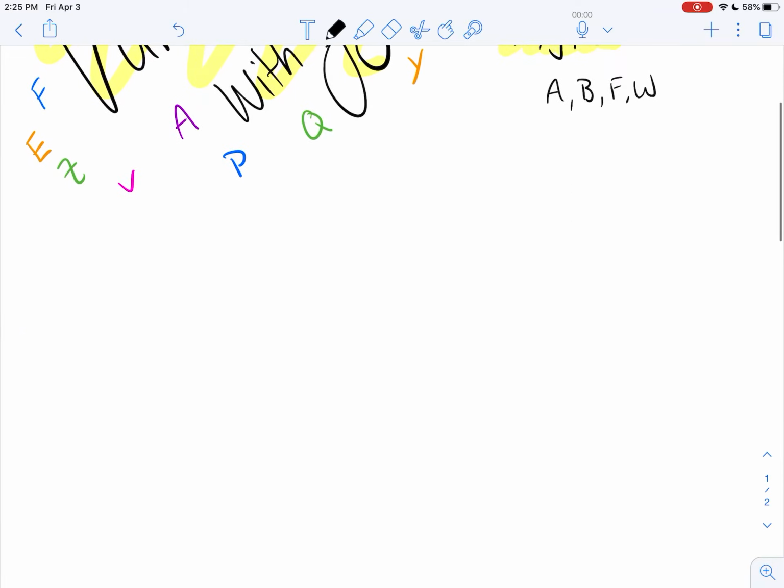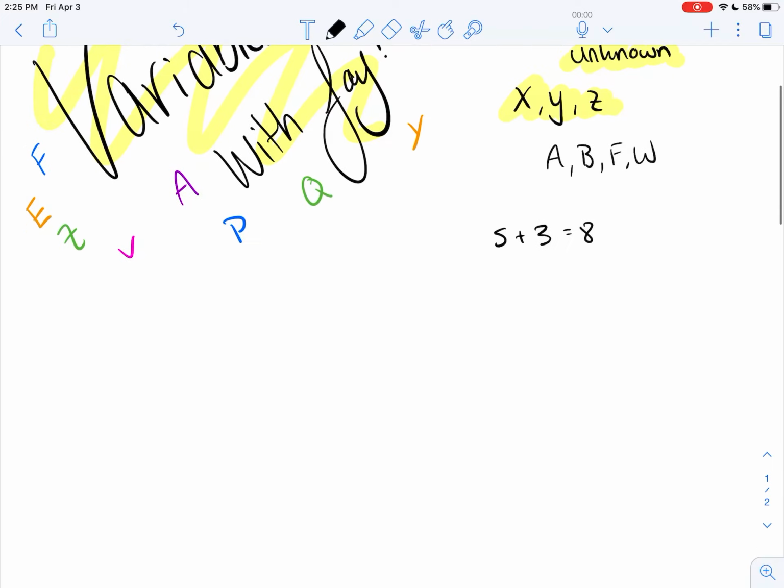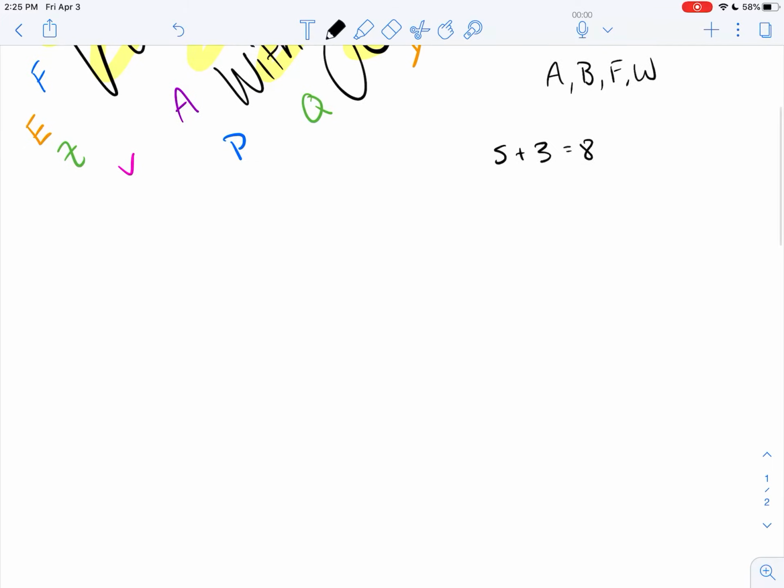So we're used to seeing equations such as 5 plus 3 equals 8. But the way that we use variables is by plugging them into an equation for an unknown. For example, 5 plus x equals 8. Now, we don't know what x is. All we know is that if we add 5 to x, we're going to get 8.